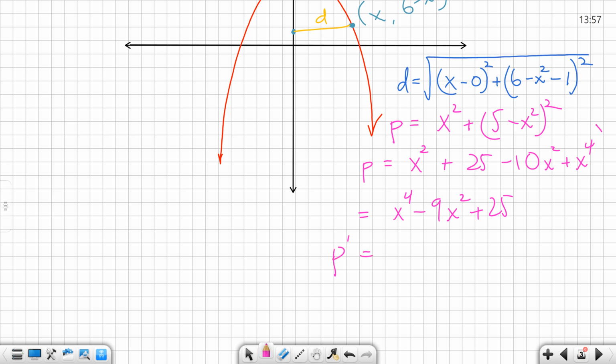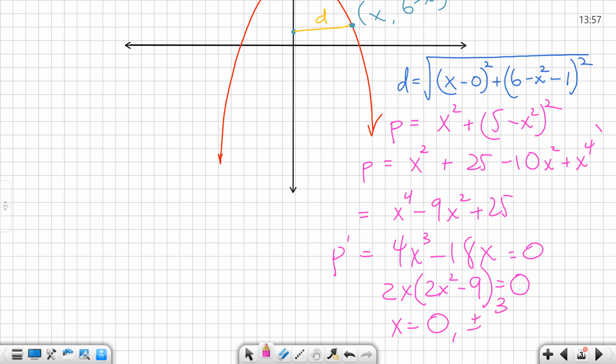Take the derivative, p prime: 4x cubed minus 18x. What's next? Is that equal to 0? 2x times 2x squared minus 9 equals 0. So x is equal to 0, and plus or minus 3 divided by the square root of 2, I believe. All right, bring the 9 to the other side. Divide by 2 would be 9/2. The square root of 9/2 is 3 over the square root of 2. Okay, good.